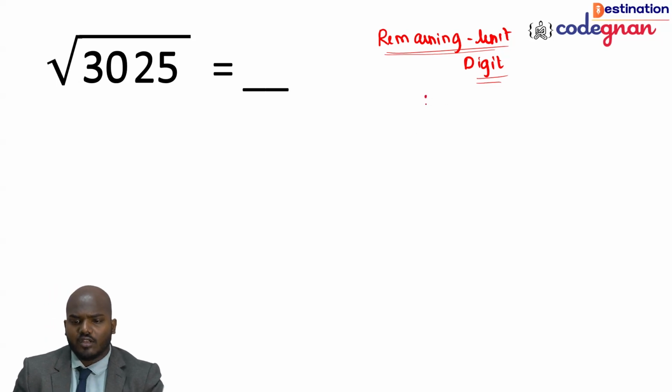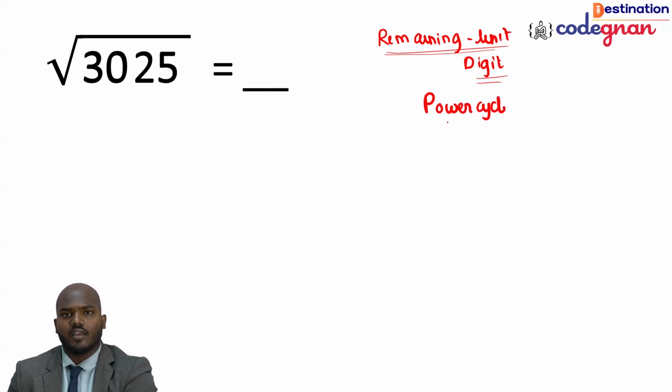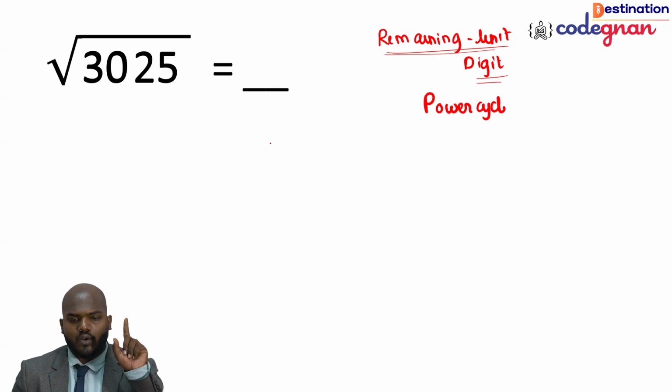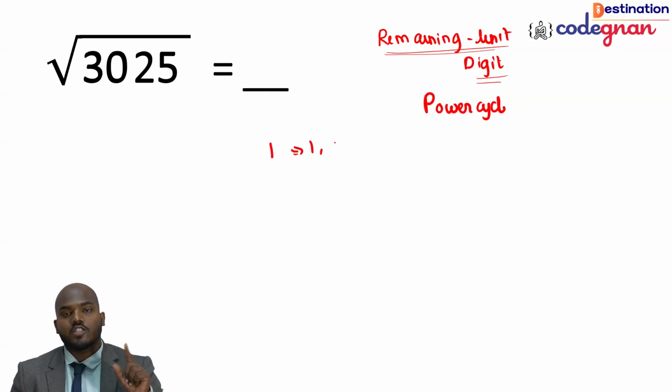Okay, so here you need to learn the power cycle. So what does power cycle mean? For example, I have the number 1. If I take 1 power 1, it is also 1. 1 square is also 1. 1 cube is also 1. 1 power 4 is also 1.